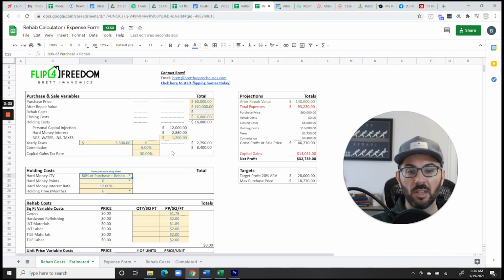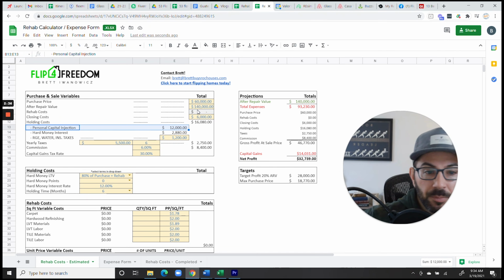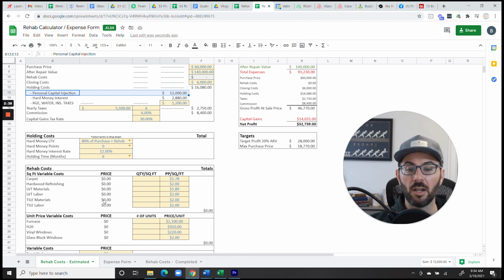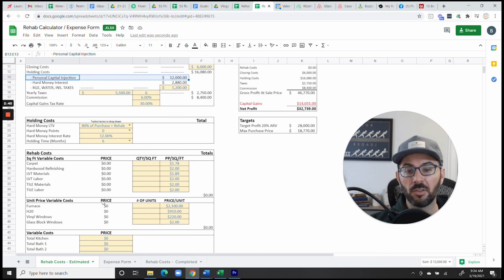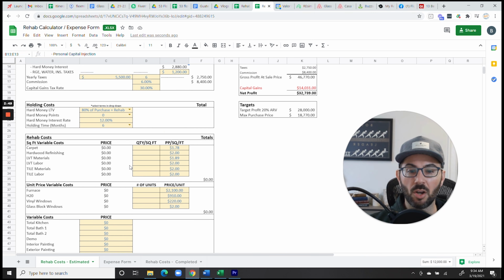So right here we can see a purchase price of 60, after repair value of 140. You know, the personal injection that you're gonna need on this project, and there are no rehab costs, so that's just based on the purchase price because I haven't placed any in here yet. It's gonna be about $12,000. I do have some rehab costs already plugged into this, price per square foot and what I'm paying for some particular items, but you can adjust all these things down here.